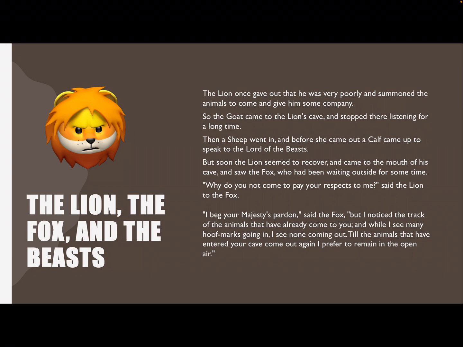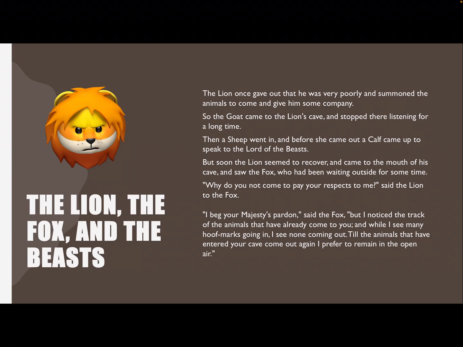The next one, the lion, the fox and the beasts. Again, this is one from yesterday. The lion once gave out that he was very poorly and summoned the animals to come and give him some company. So the goat came to the lion's cave and stopped there listening for a long time. Then a sheep went in, and before she came out, a calf came up to speak to the Lord of the Beasts. But soon the lion seemed to recover and came to the mouth of his cave and saw the fox, who had been waiting outside for some time.